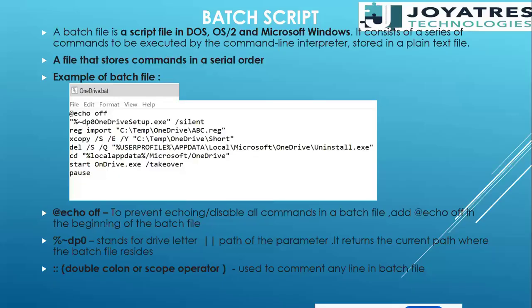What is a batch script? A batch file is a script file in the DOS operating system and Microsoft Windows. It consists of a series of commands to be executed by the command line interpreter, stored in a plain text file. So first of all, batch is one of the simplest. Whatever command you give via CMD, the same thing you can implement via batch also. So it's not like you have to remember a lot of things.